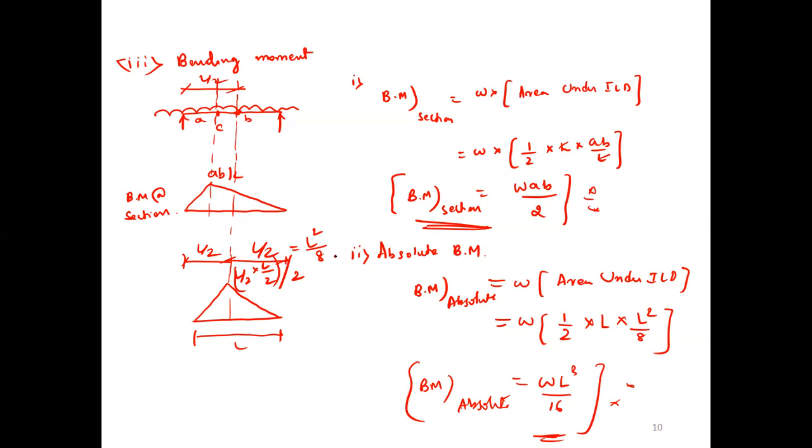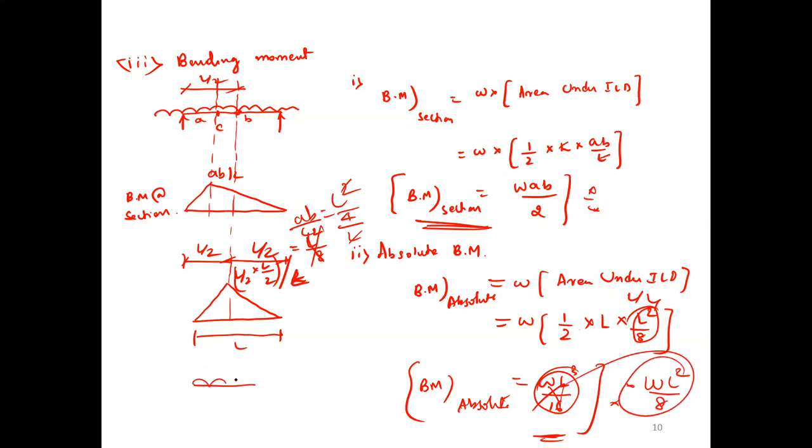Sir, AB by L divided by 2. So what is the value we are getting here? L by 4. This is AB by L. So L square by 4 divided by L, L cancels, so L by 4 only. So we are getting height L by 4. W, half into base L, height L by 4. How much are we getting here? W L square by 8. See, this is the value we have to get. Why? Because UDL subjected to point load. What is the maximum bending moment?